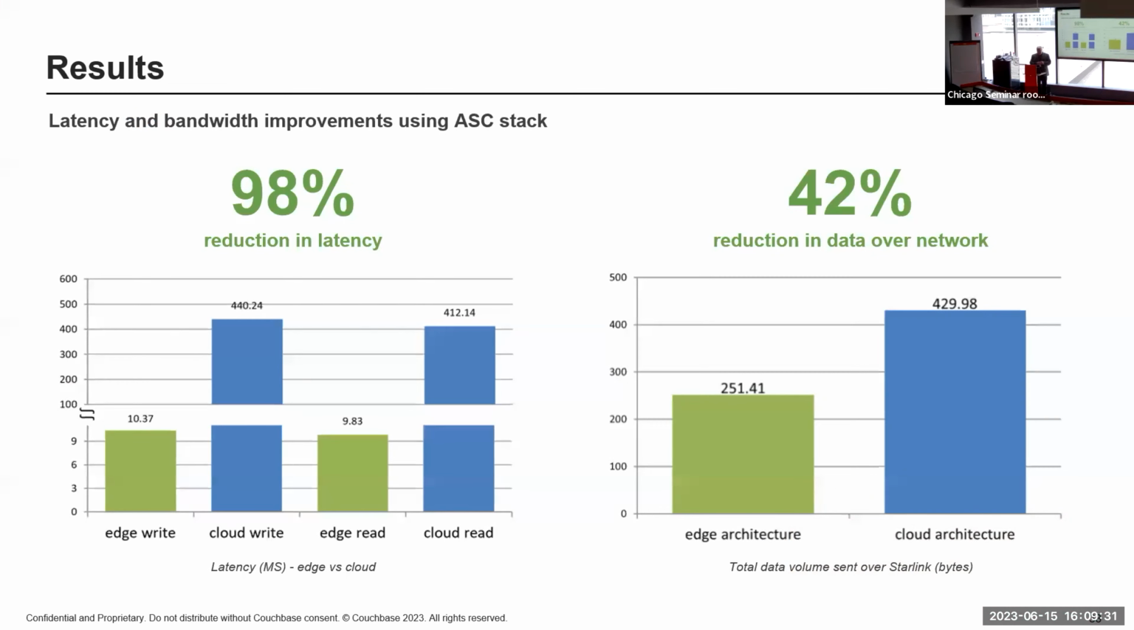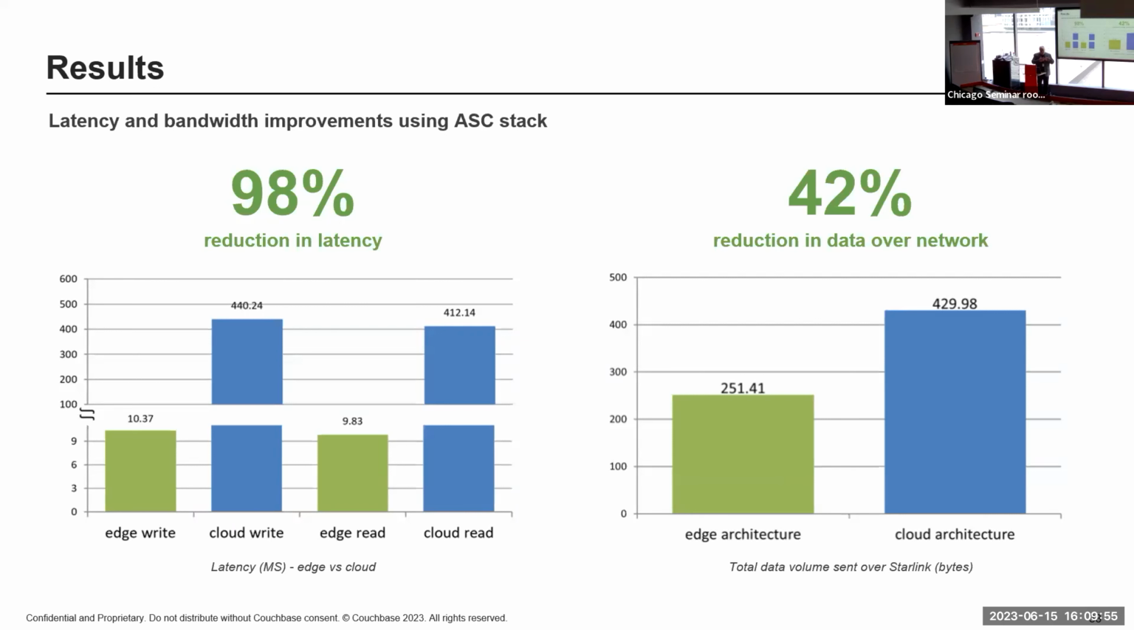Results showed that the edge architecture reduced latency by 98% as compared to the cloud architecture. Again, of course, that makes sense. In some of the tests, the client is sitting right next to the AWS infrastructure on that device, much less distance that the data has to travel. But we were super excited to see the reduction in data sent over the Starlink network for data synchronization.